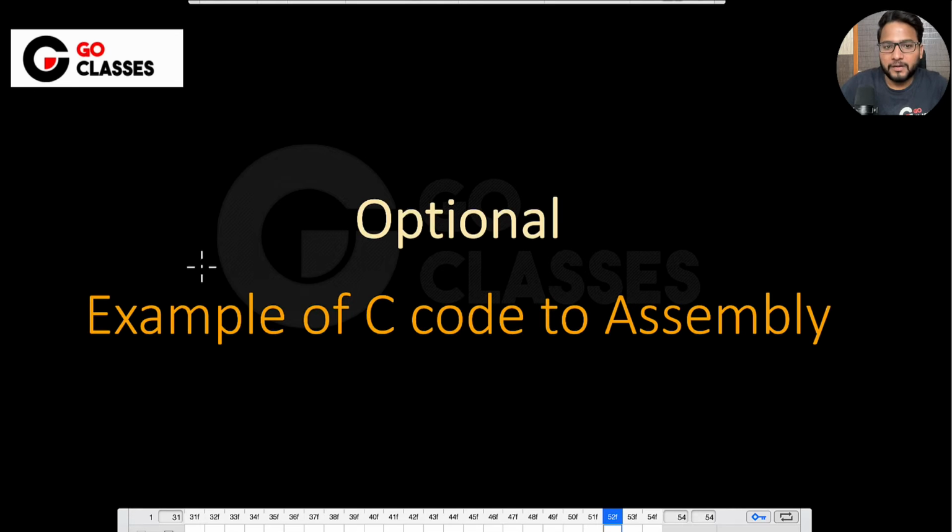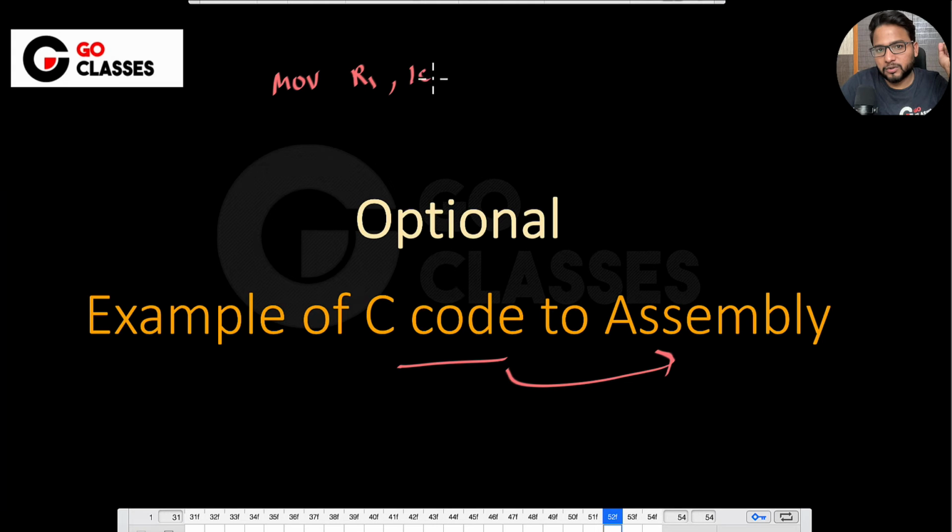Hi everyone. This is a completely optional video, which means here we are going to see one example of C code that we are going to translate into assembly. The purpose of this video is to make you understand how compilers make use of addresses. Do you remember I told you that if I'm writing, let's suppose, move R1, 1000 or something like that, then how is the compiler actually generating these addresses? So this is one thing that is still unanswered.